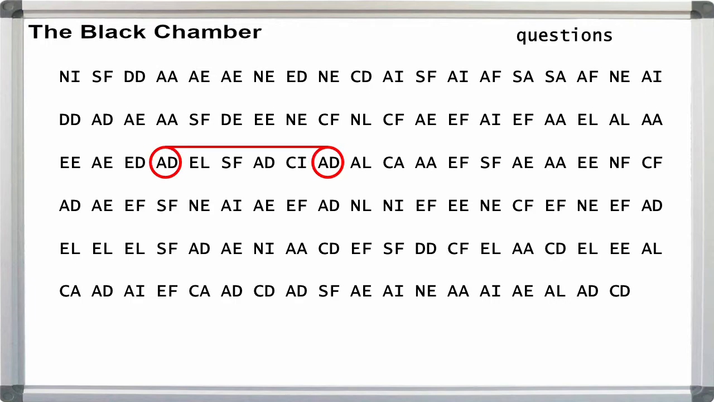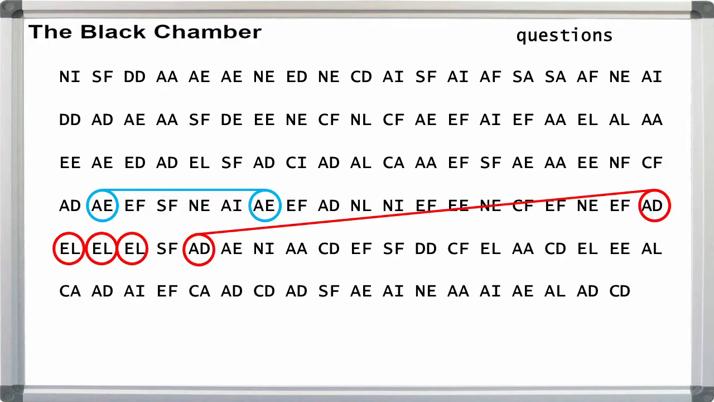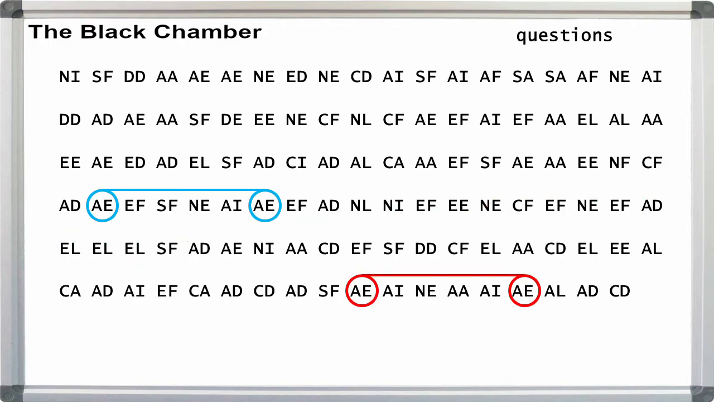First, we have an AD pair, but with a third AD in the middle, it doesn't fit our pattern. Second, we have this AE pair, which doesn't have conflicts, so this is a possibility. Third, we have this EF pair, but our full word space includes our valid AE pair, so EF is invalidated. Fourth is another AD pair, but this one includes a triple EL, so again, no good. Finally, we have one more AE pair, but that contains an AI pair, invalidating it.